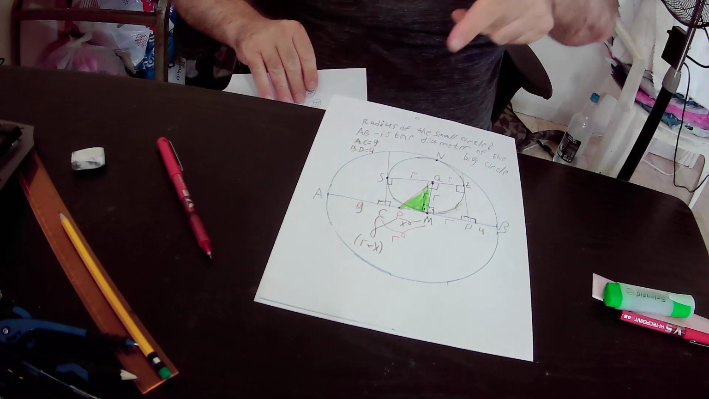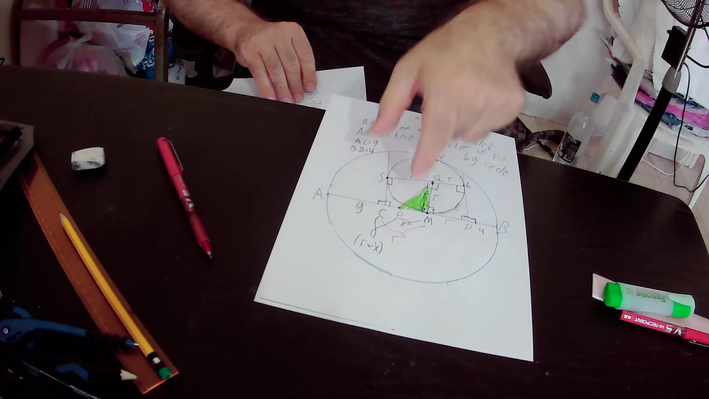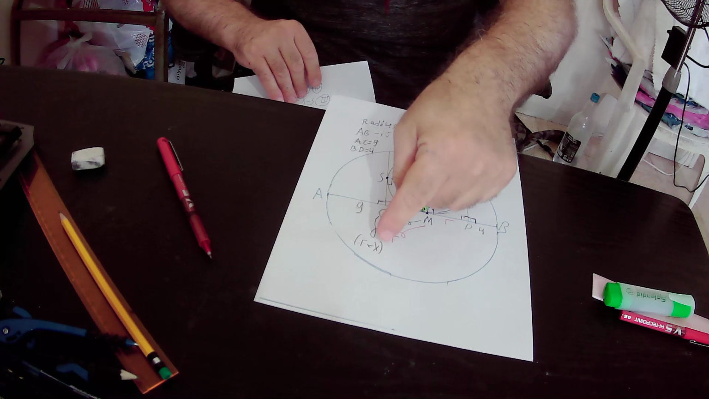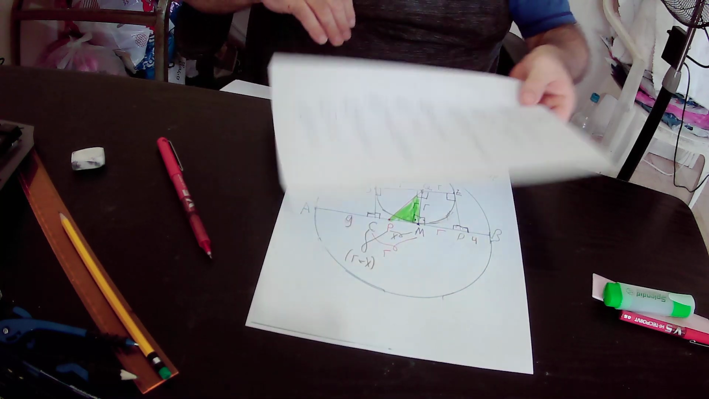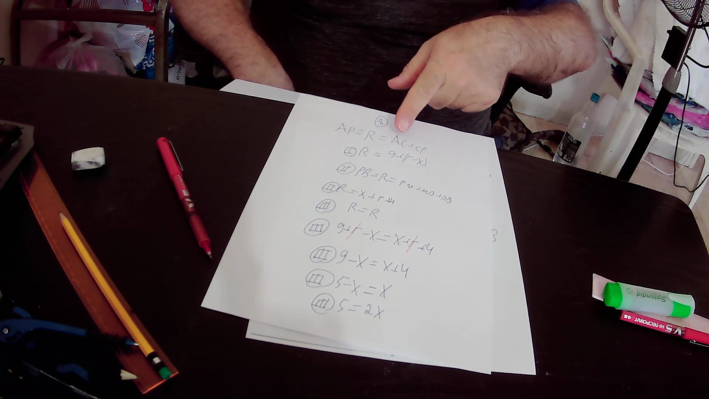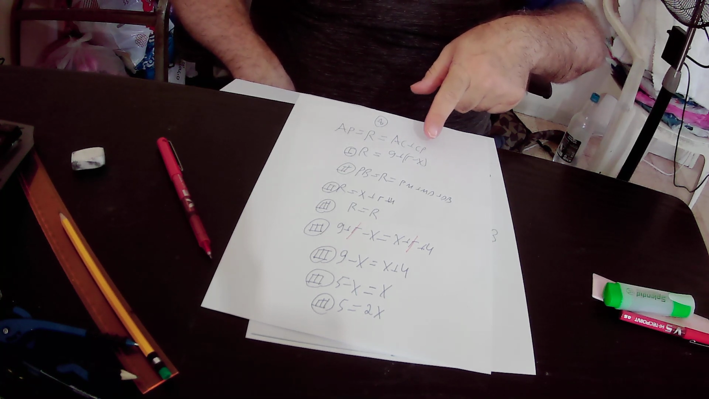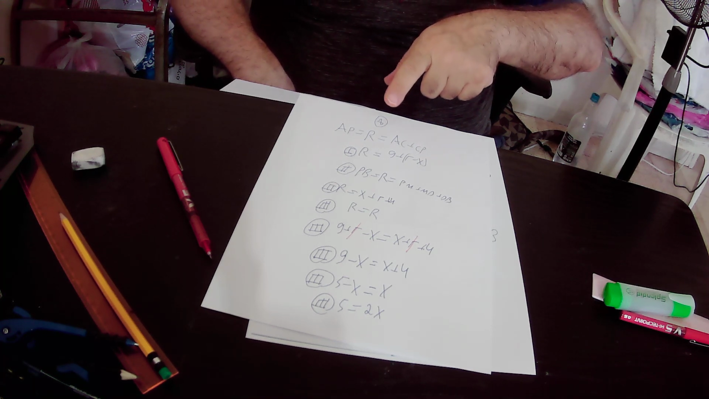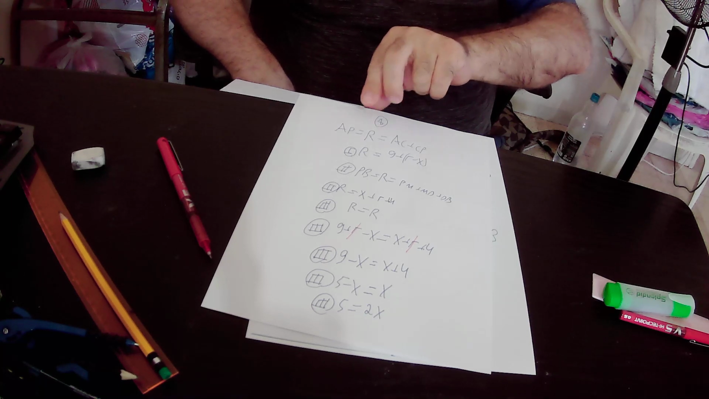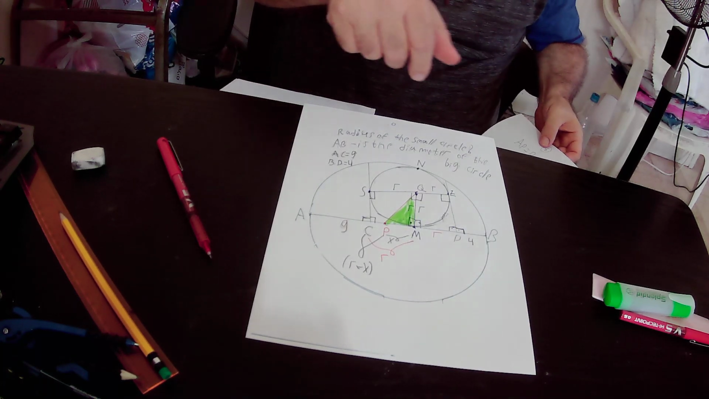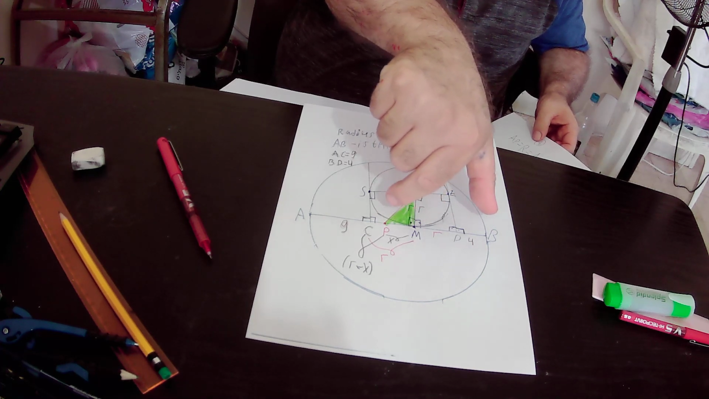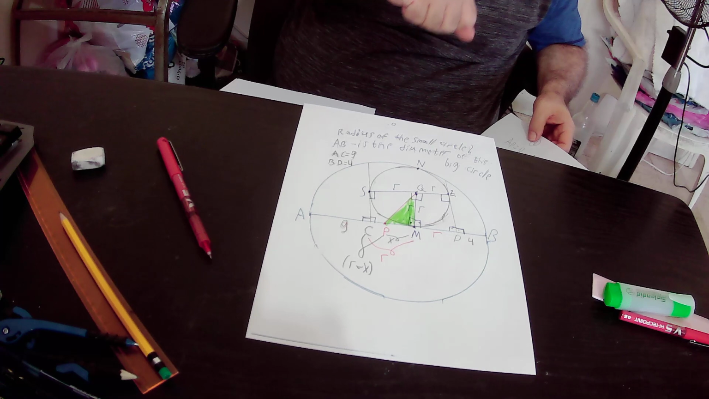Okay, AP, that equals capital R, is equal to AC plus CP. But AC equals 9 units and CP equals R minus X. So AP, that equals R, equals AC, that is 9 units, plus CP, that is R minus X. So capital R equals 9 plus R minus X. And we also know that PB is also the radius of the big circle, so it equals capital R.